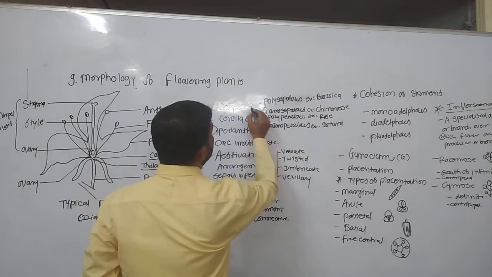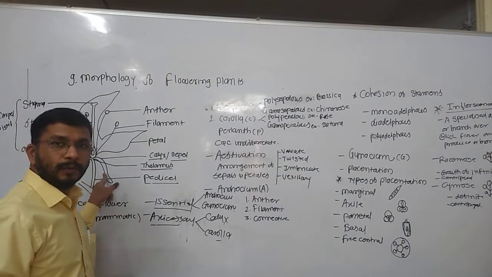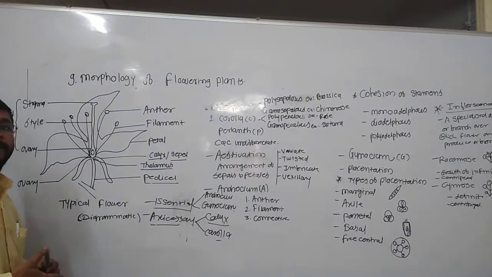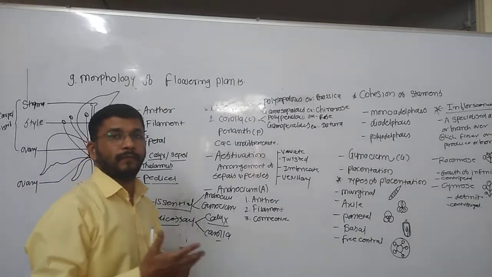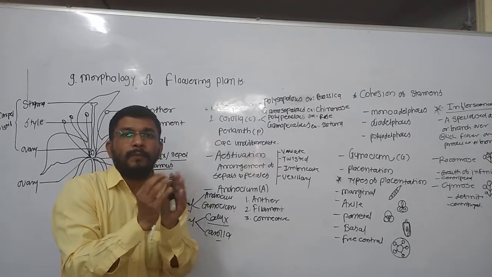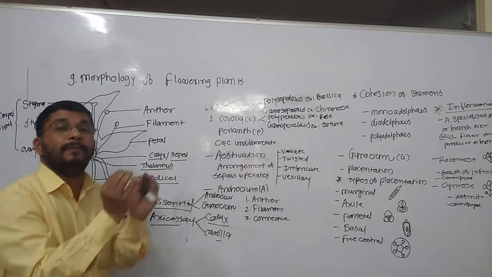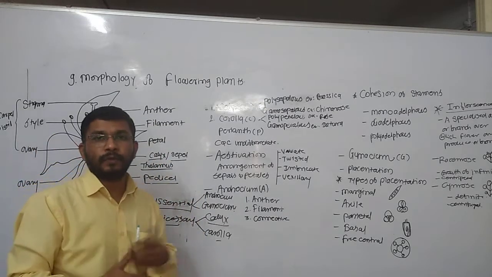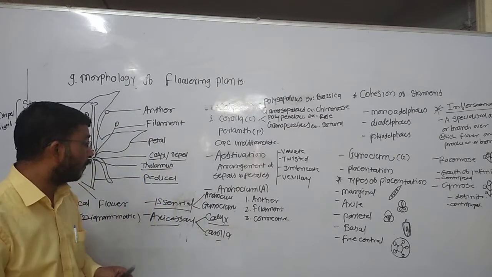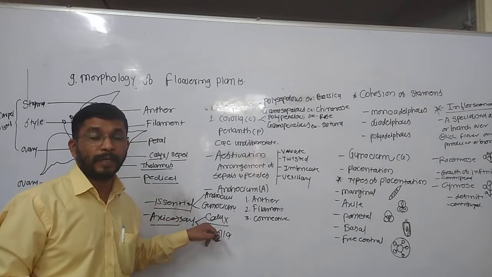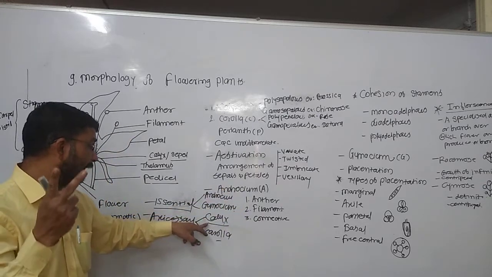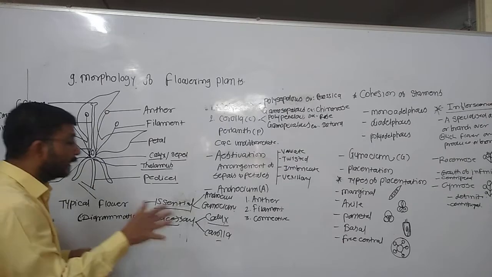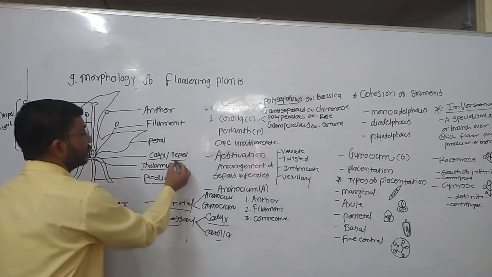Then calyx. Calyx is the outermost green part of the flower. Because it is green in color, the calyx performs various functions. It protects the inner whorls of the flower at the bud condition. And next, it takes part in photosynthesis, because the calyx is green in color. Those are the two functions of the calyx: protection of inner whorls and photosynthesis. The calyx is also called sepals.